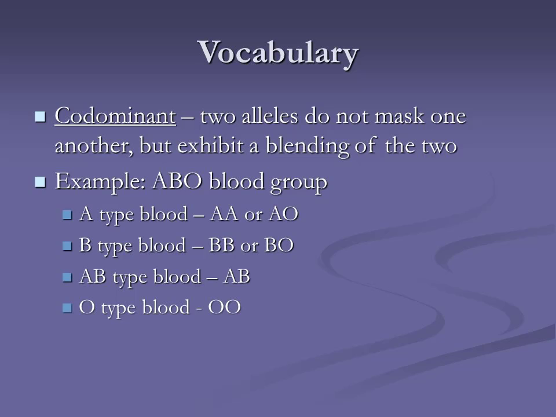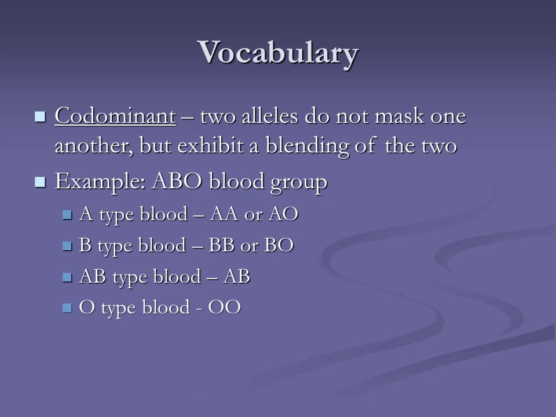B-type blood is either 2 Bs or a BO allele. But here's where you really see the codominance. Anybody have AB blood? That's not a hugely common type. You have AB blood because you have 1 allele for A and 1 for B. You got 1 from mom, 1 from dad. But you express both on your red blood cells together. That's the codominance. And then O-type blood, you have to have 2 O alleles so that you don't have the A or the B.